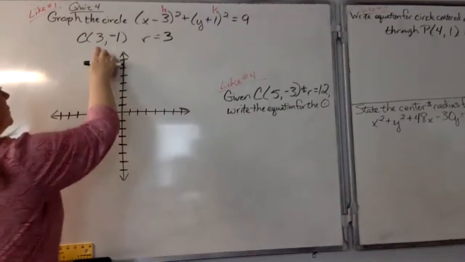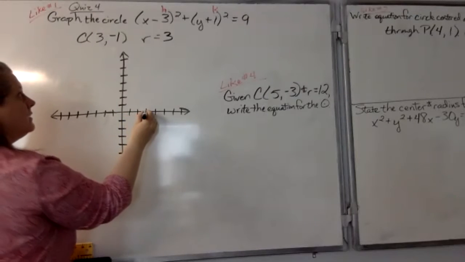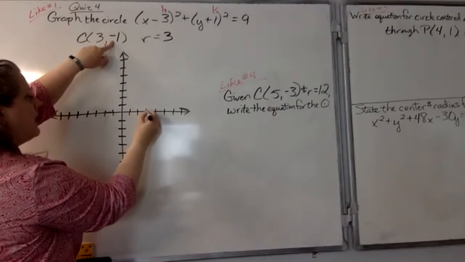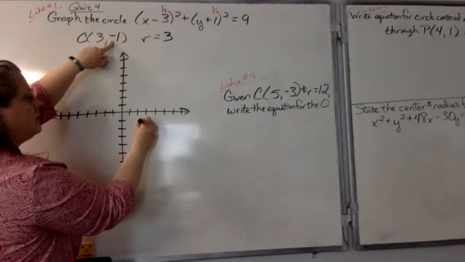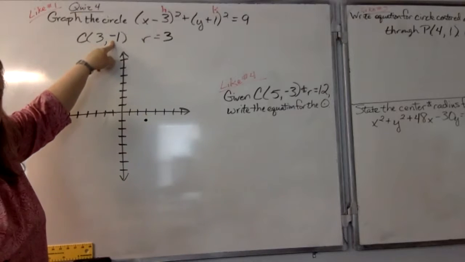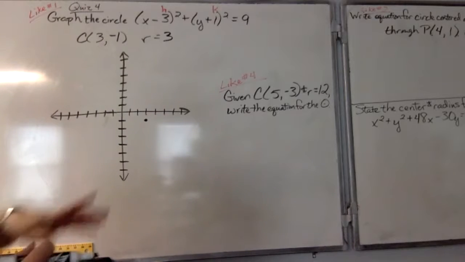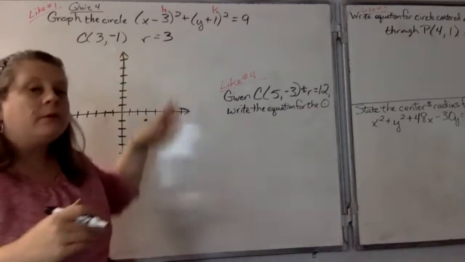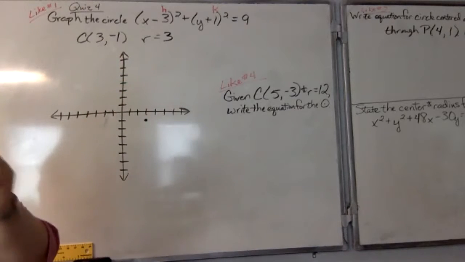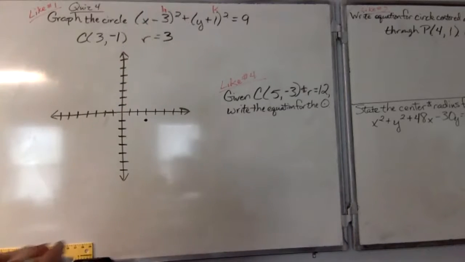Okay? So I go 1, 2, 3 over, and then 1 down. That's the center of my circle. So you plot the center of your circle first. After you plot the center of your circle, you use the radius. Your radius tells you how far you go from the center to points that are on the circle. So you go in every direction.